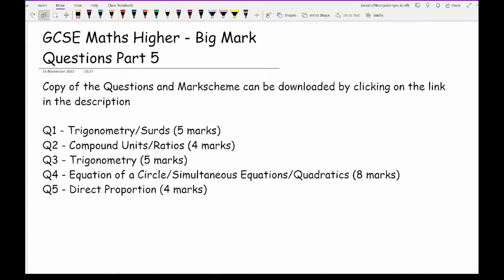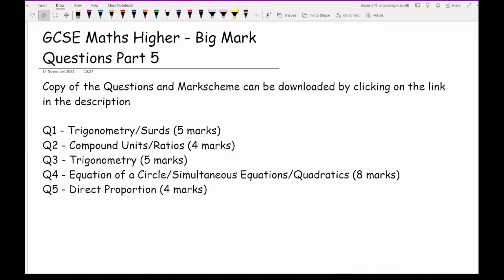Now before we get started working through these questions, let's just have a closer look at what topic each of the questions refer to. So the first question looks at trigonometry and surds, and that's worth 5 marks. Question 2 is compound units and ratios. Question 3 is trig. Question 4 is equation of a circle mixed in with some simultaneous equations and quadratics. And the fifth one is direct proportion.